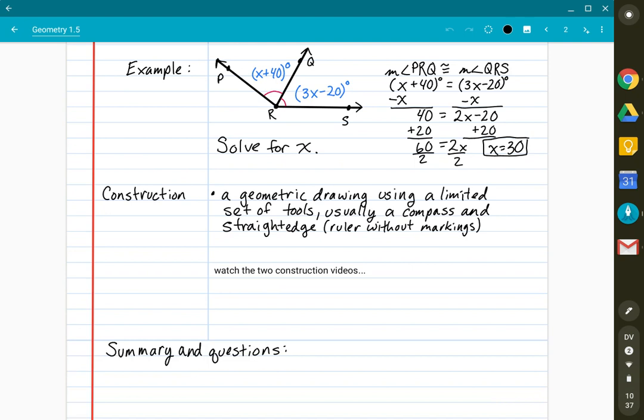You have 2 construction videos to watch. One is the perpendicular bisector video, and the other is the angle bisector video. In class, we're going to be creating both of these constructions, so you may want to watch them multiple times until you feel comfortable that you could do it yourself. All right, that's it.